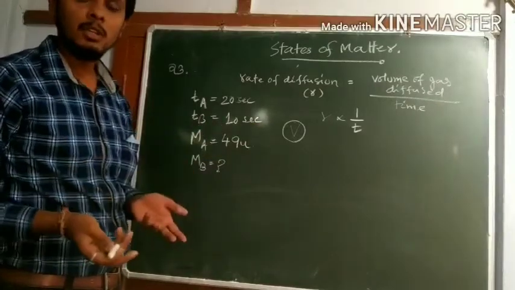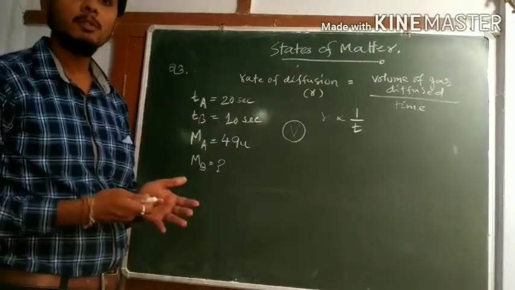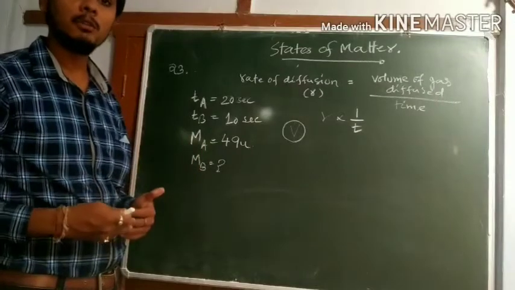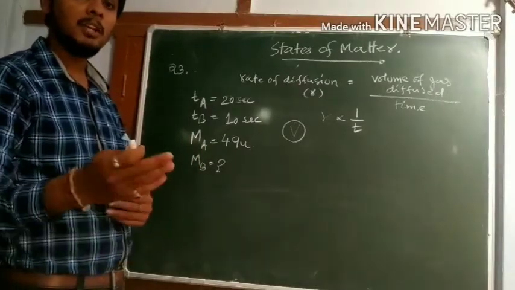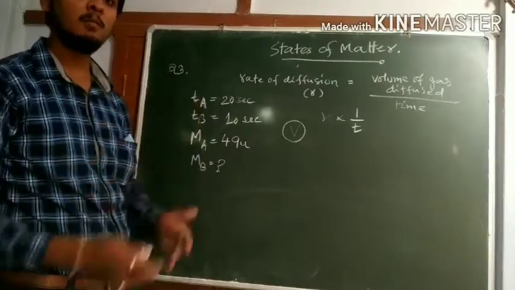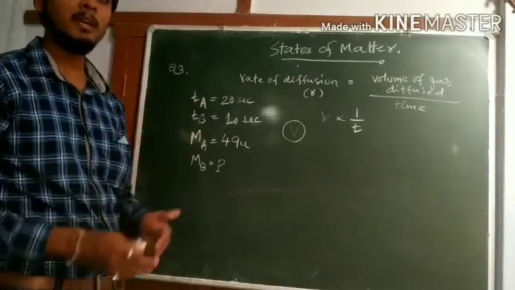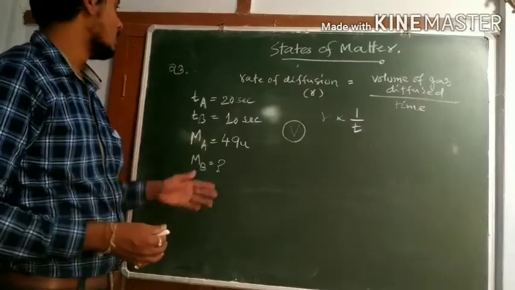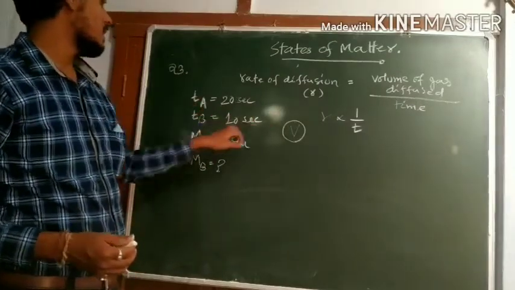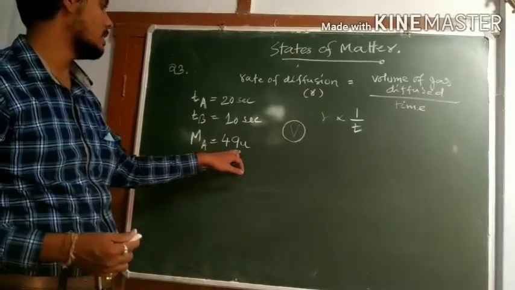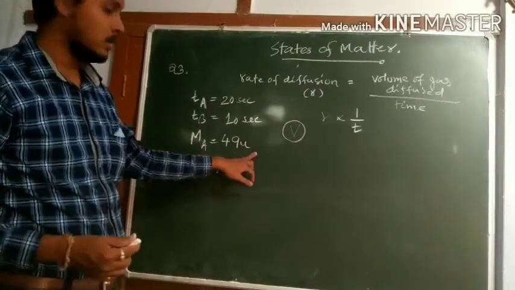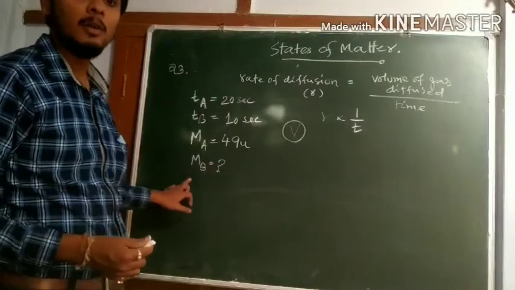So what is diffusion? Diffusion is the movement of molecules from a region of high concentration to a region of low concentration. Okay, so what is the difference between diffusion and osmosis? There is no membrane in diffusion. There is no membrane concept when we consider diffusion. So time taken by A is 20 seconds, time taken by B is 10 seconds. The molecular weight of A is 49 u. So we have to find the molecular weight of B.